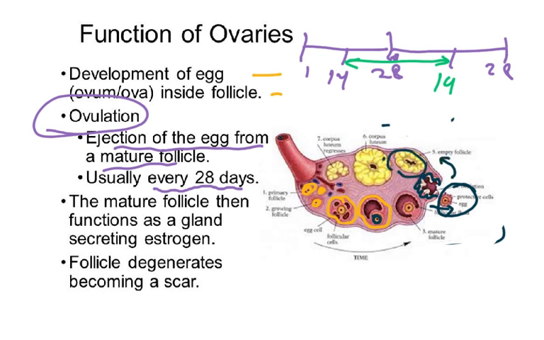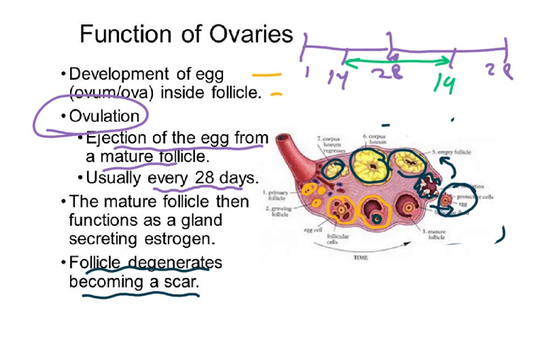And it becomes bigger and bigger, and then finally it starts to disintegrate or degenerate and is broken down. So the follicle degenerates, becoming a scar. So this is the function of the ovaries. Please understand that. First, development of the egg, then the ovulation has to take place, and then what is left behind is going to be called the corpus luteum.